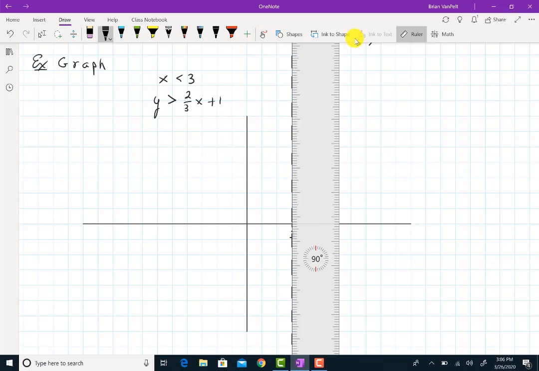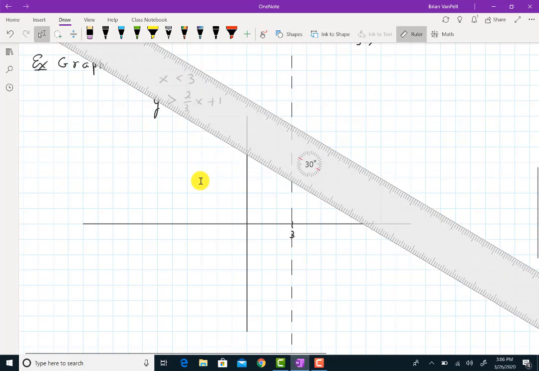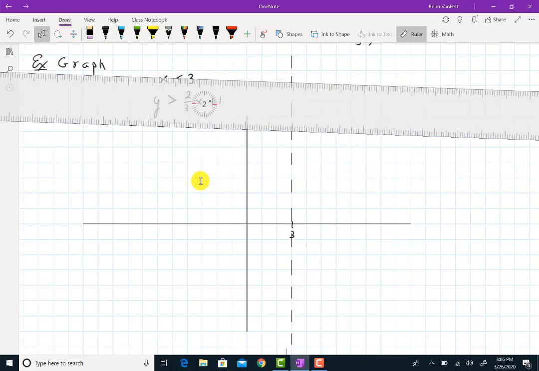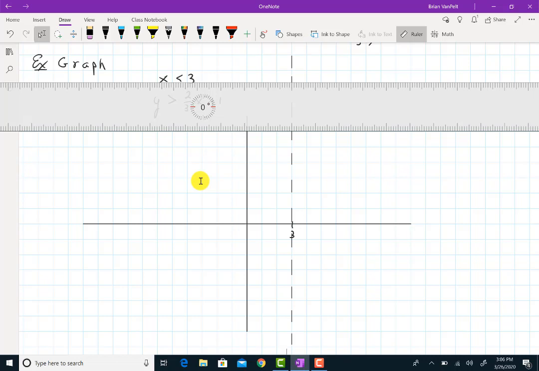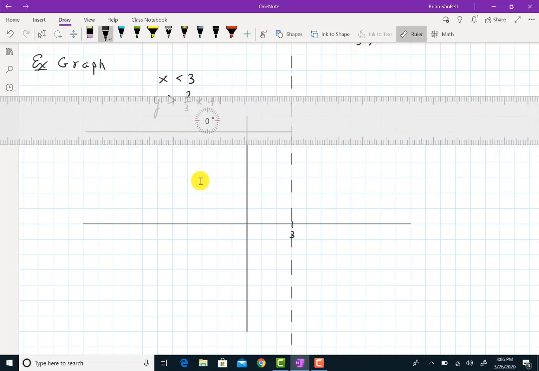All right, now what does it mean for it to be less than 3? We want all of our x values to be less than 3. That means I shade the entire region to the left of this line. So let me go ahead and do that. Vertical lines would be weird considering my boundary is a vertical line. So I'm going to do horizontal lines for my shading. So my shading only goes up to there.